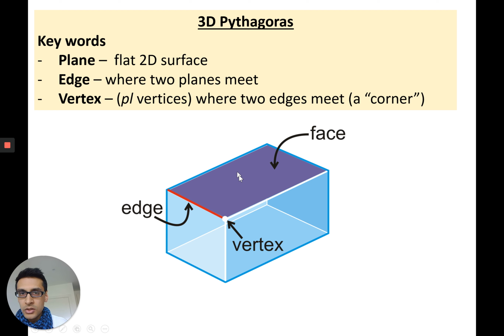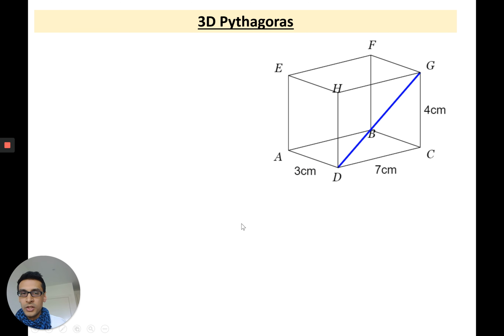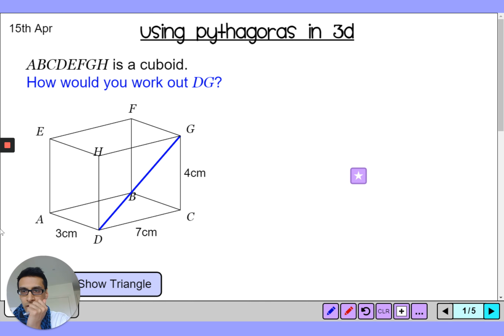So just to recap from the first video, a plane is a 2D surface. Sometimes it'll be referred to as a face. An edge is where two planes meet, and a vertex is what you typically just call a corner of a shape.